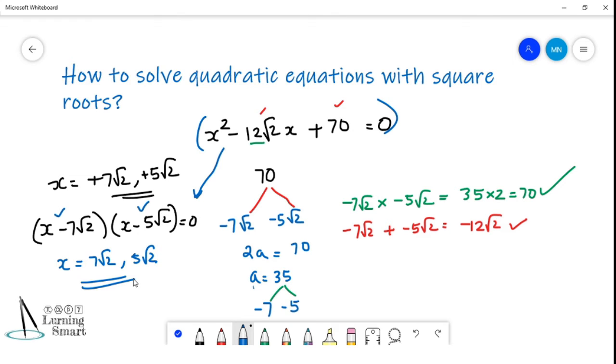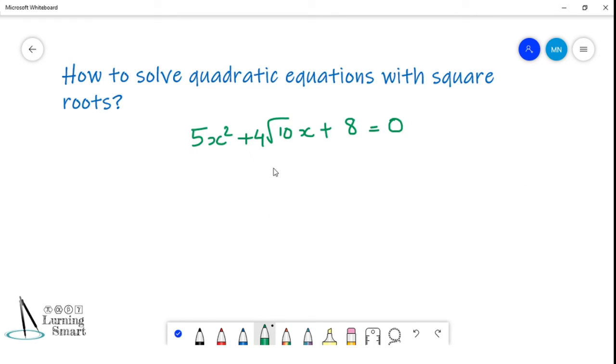Let's go to the next question. So this is the equation 5x square plus 4 root 10x plus 8 equal to 0. What is step 1? Step 1 is multiplying the coefficient of x square with the constant. What do you get? 5 multiplied by 8 is 40. Next, you should split 40. You should find the factors of 40 such a way that when you add them or subtract them, you should get 4 root 10. Okay, and when you multiply these two factors, you should get 40.